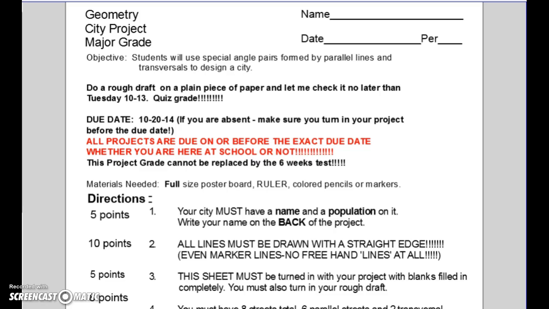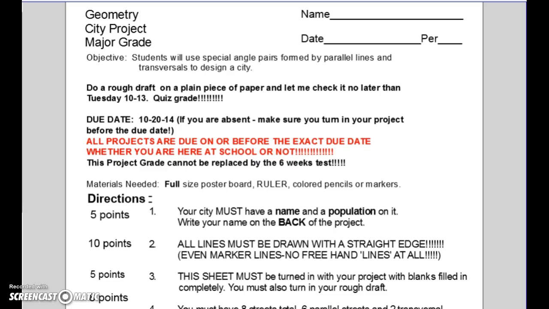Is the rough draft going to be on the poster? The rough draft and your other paper you're going to staple and turn in. I mean, not the rough draft, the final draft. The final draft will be on poster board. So you will need to turn in your rough draft on this pink paper.